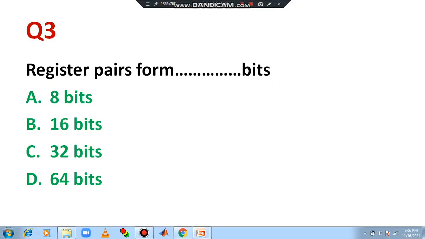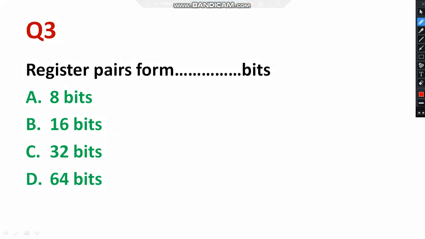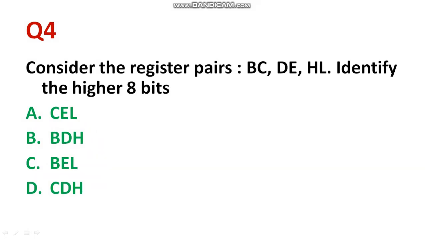Moving on to the third question. So please read the third question. Register pair forms dash bits. So tell me the right answer. The register pair forms, of course, 16 bits. I already mentioned. Question number 4.